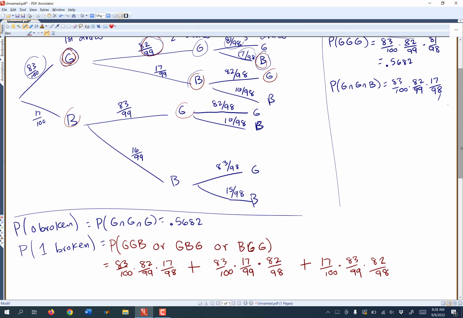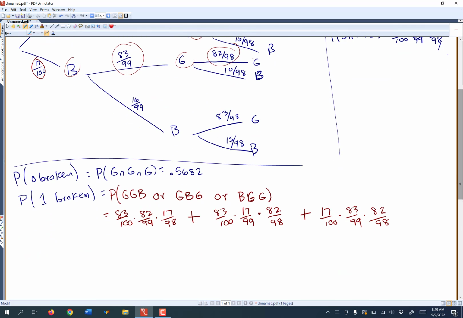Again, if I don't want to just do that in my head, I follow the tree. So bad is 17 out of 100. And then another good is 83 out of 99. And then, wait, I'm following the wrong path. Bad, good, oh, there we go. And good is 82 out of 98. Now, the interesting thing about these problems that always happens is that when you look at these, notice the denominator is always 100, 99, 98, and the numerator is always 83, 82, and 17. It might just change the order, but the numbers are still the same. So every one of these is going to be exactly the same, which is pretty cool when you're doing this specific kind where you're looking for like 1 good or 1 broken, 2 good.